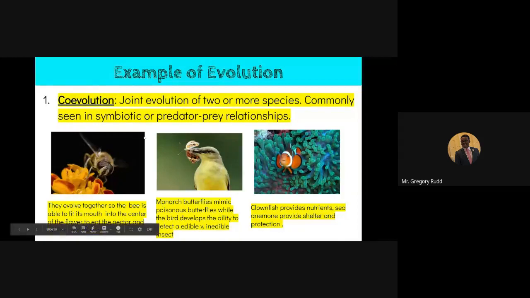Now you only need to write down these definitions, and I know we're about to run short on time. But some examples of evolution. So coevolution, this is when two species evolve together. This could be a symbiotic evolution, meaning that they are benefiting each other, or it could be a predator-prey relationship. The most common example of the predator-prey relationship would be the gazelle and the lion, or the gazelle and the cheetah.